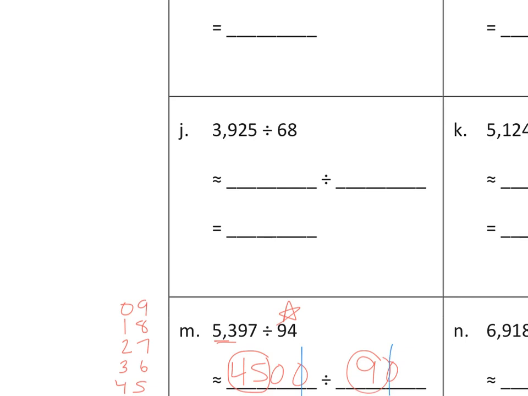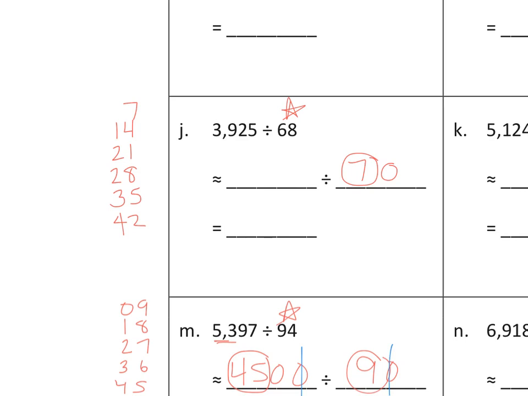J, we have 68 as our divisor. That's closer to 70 than it is to 60, so we'll use 7. So we'll go 7, we'll do 14. 7 times 3 is 21. 7 times 4 is 28. 7 times 5 is 35. And then 7 times 6 is 42.